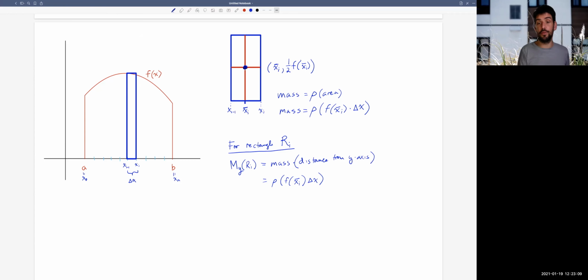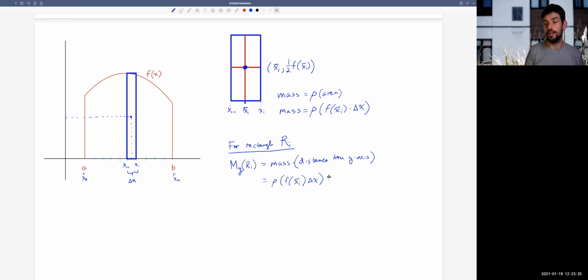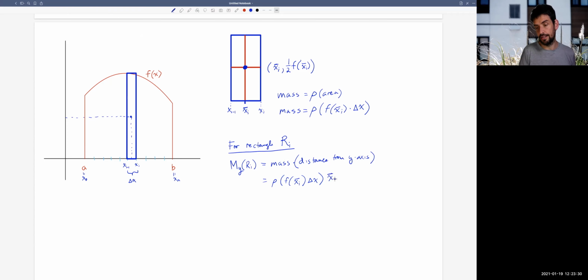So the distance from the y-axis is just the x-coordinate, right? It's distance from the y-axis. So I'll draw it on here. There's its distance from the y-axis. Later we'll do its distance from the x-axis. So this distance is the x-coordinate. The vertical distance is the y-coordinate. So in this case, that is going to be x bar sub i.